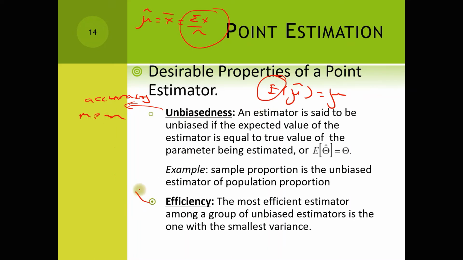When we talk about efficiency, we talk about precision. In statistics, these are different terms. Precision relates to variance. So an efficient estimator is one which has the smallest variance. So we'll get to understand what efficiency means now.